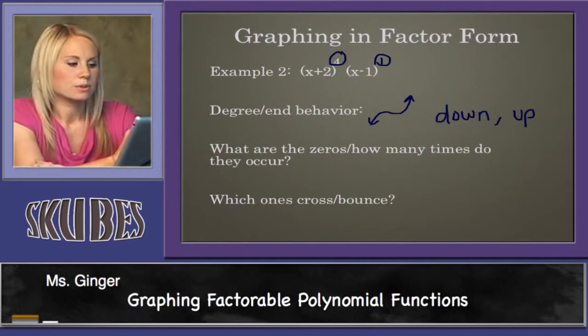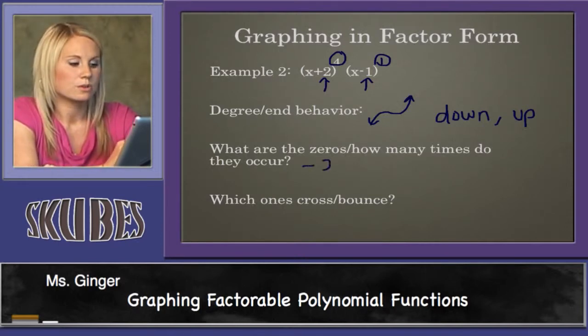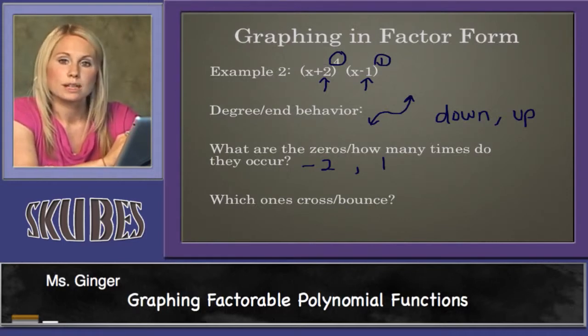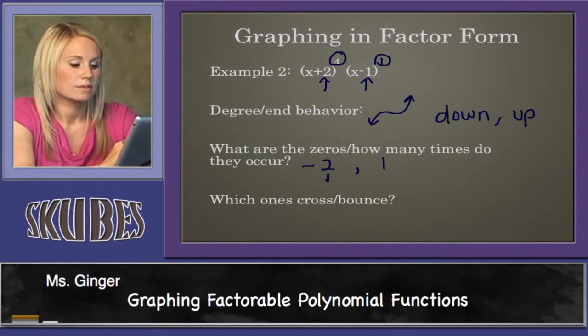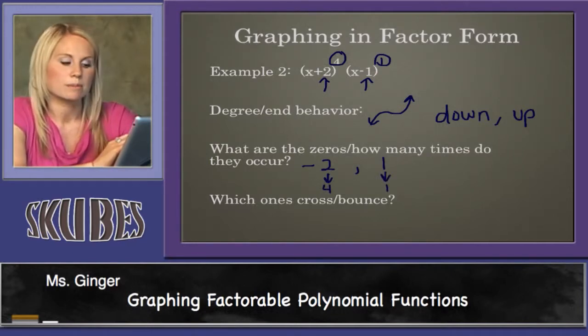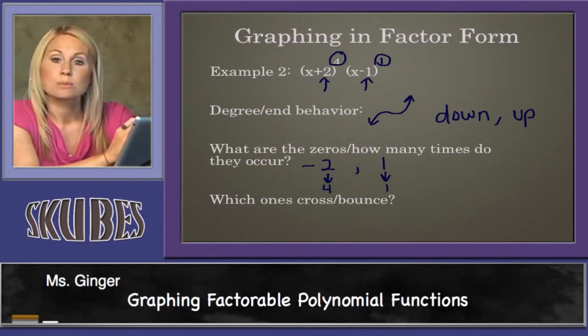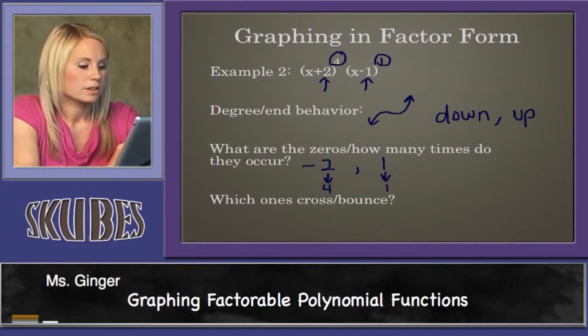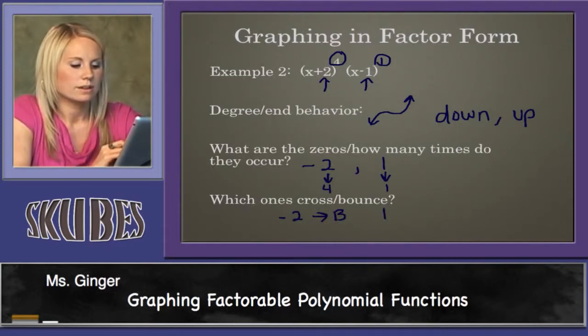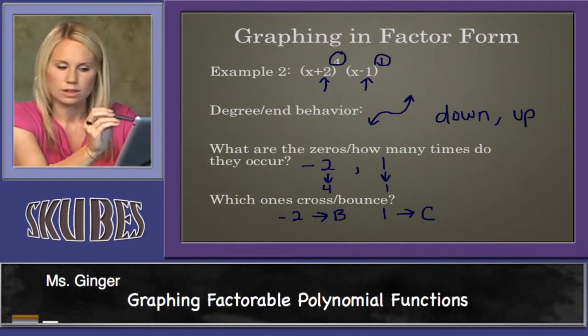Okay, so what are our zeros? Well, we have each one of these set equal to 0 would give us -2 and +1. How many times do they occur? It looks like this first one, -2, occurs 4 times. And this second one occurs only once. And now which ones are going to cross or bounce? Remember, the even powers are going to bounce. So our -2, 0 is bouncing off the x-axis. And our 1 is a power that's odd, so it's crossing. All right, so let's remember these characteristics as we go take a look at the graph.